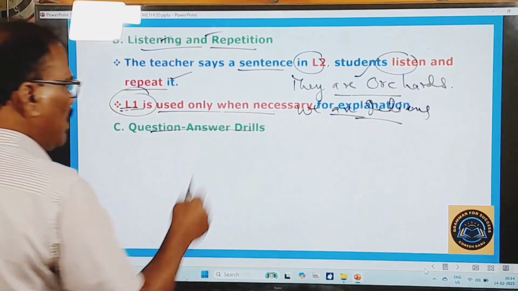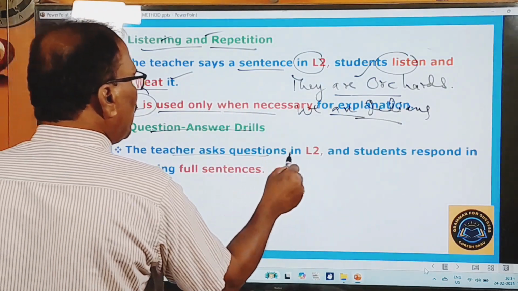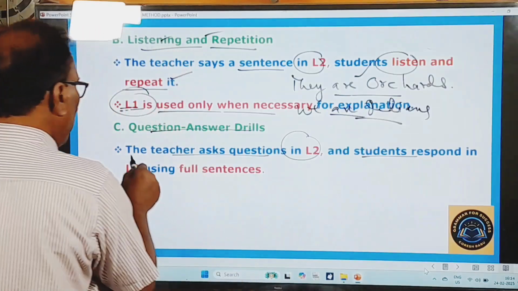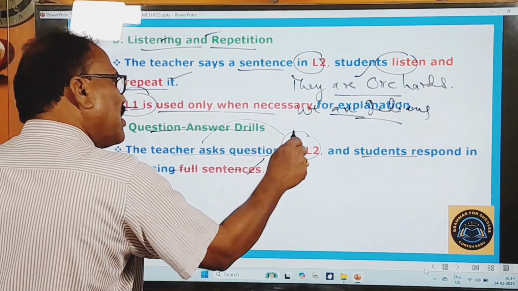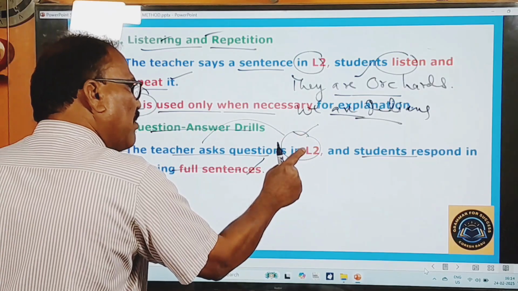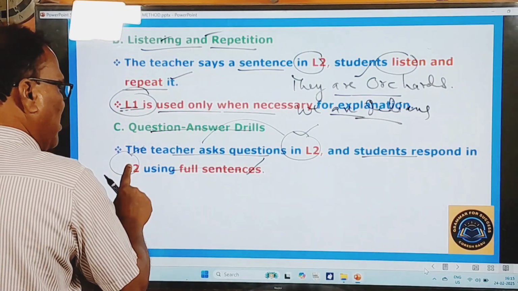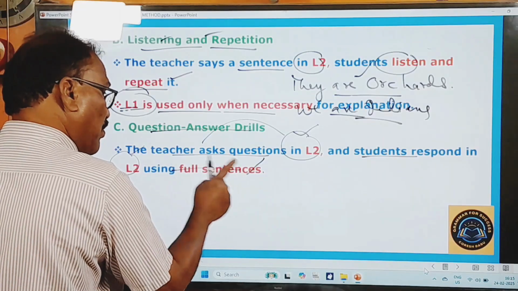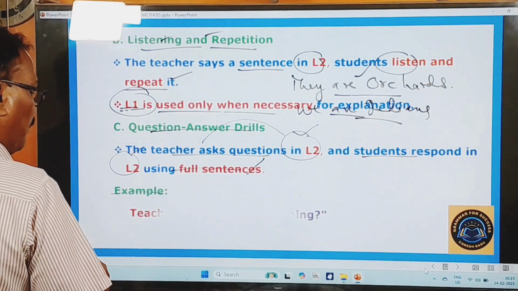And you move on to the next important activity of the bilingual method classroom. Question answer drills are there. What are the question answer drills? The teacher asks questions in L2 and students respond in L2 in full sentences. The teacher asks questions in L2, that is the target language. The students will also respond in L2, in the same target language, using full sentences. How? Let us see that here. An example is given here.